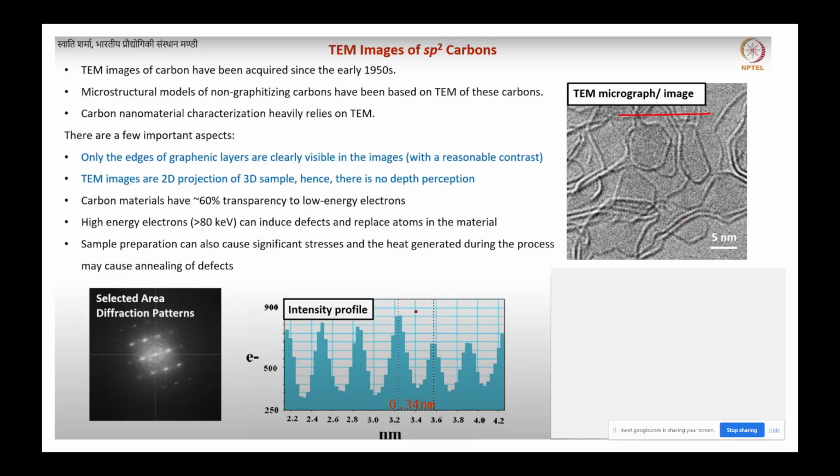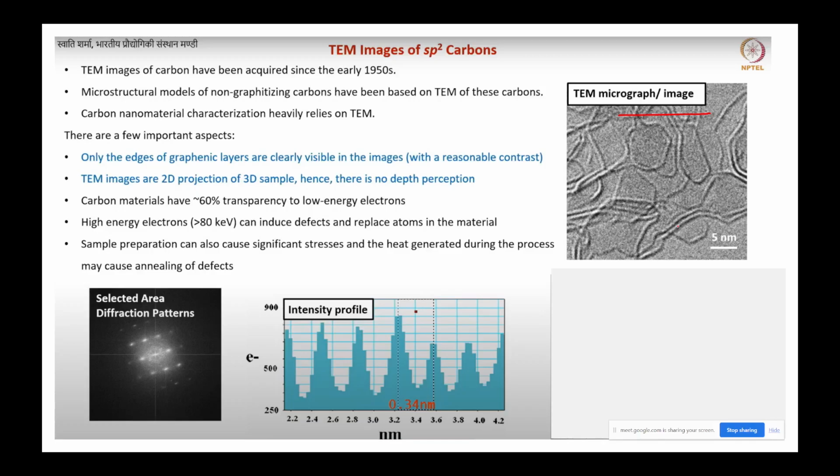So here you can see edges can be clearly visible. Images are 2D projection of the 3D sample. If you have a 3D sample, then it will give you a 2D projection of that, and hence there will be no depth perception. You can't identify the depth of your material. That's why it is only giving a very clear edge of your graphitic layer.